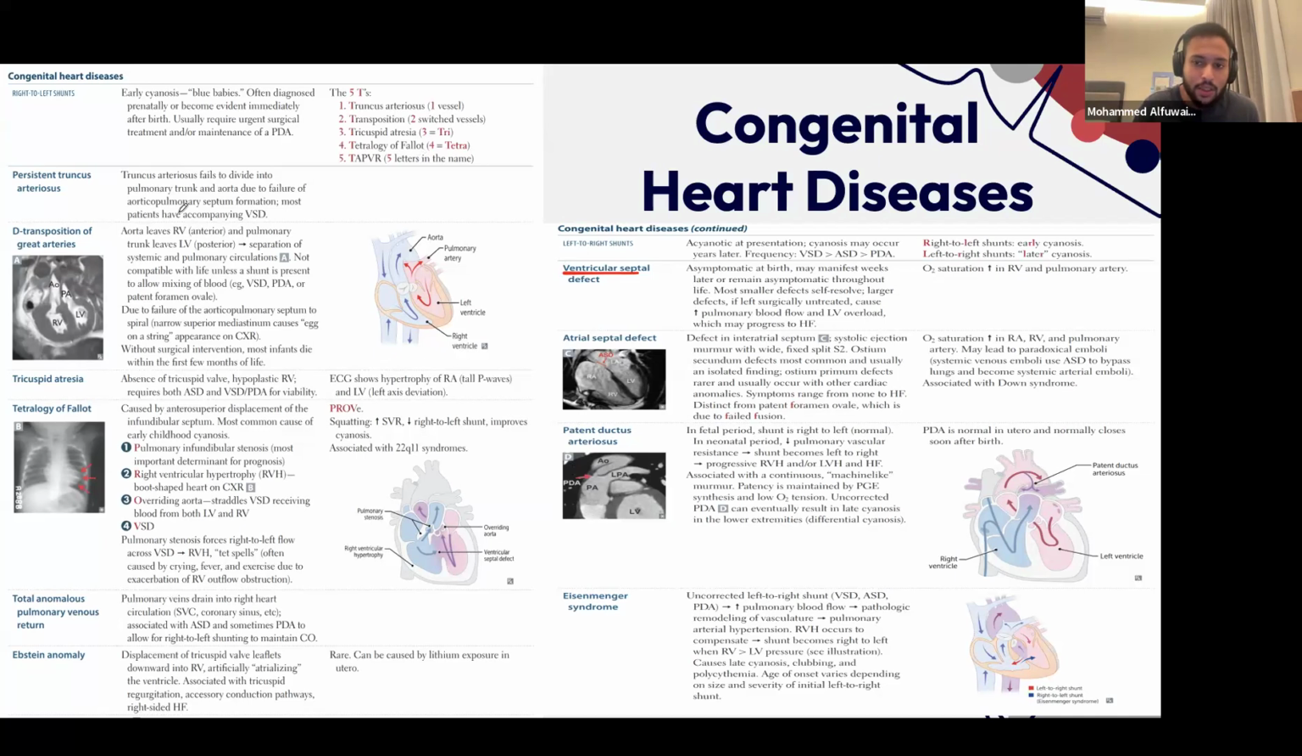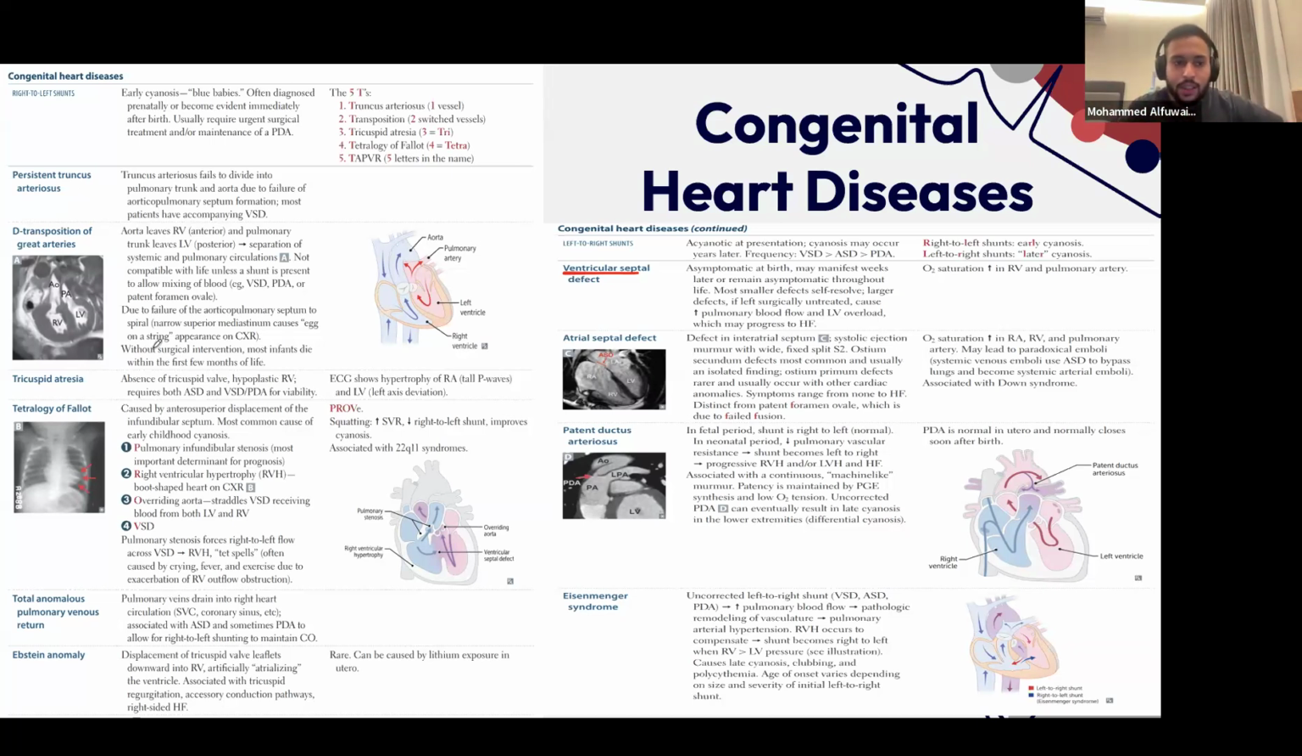Right to left, because deoxygenated blood will go to the left side. Good. Now, for the right to left shunts, there's 5. First one is persistent truncus arteriosus. Basically, the aorta and pulmonary artery or pulmonary trunk will divide. It has to divide. If it doesn't divide and remains, it just is one big vessel. So it carries deoxygenated blood all throughout the body.